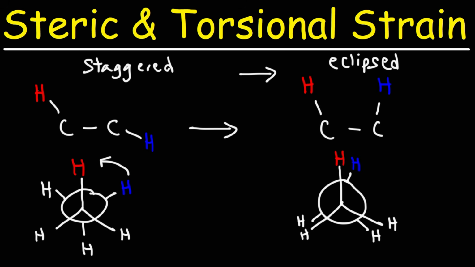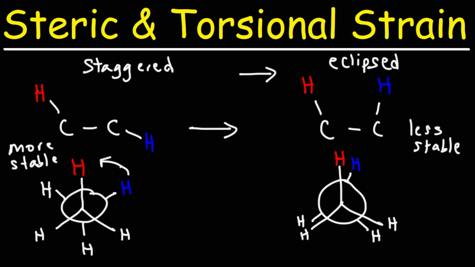The torsional strain exists due to the electron repulsion that's in the CH bonds. The electrons there, they're going to repel each other. And so you're going to have that torsional strain. The eclipse conformation is less stable, which means it's at a higher potential energy. And the staggered conformation, it's more stable, which means it's at a lower potential energy.